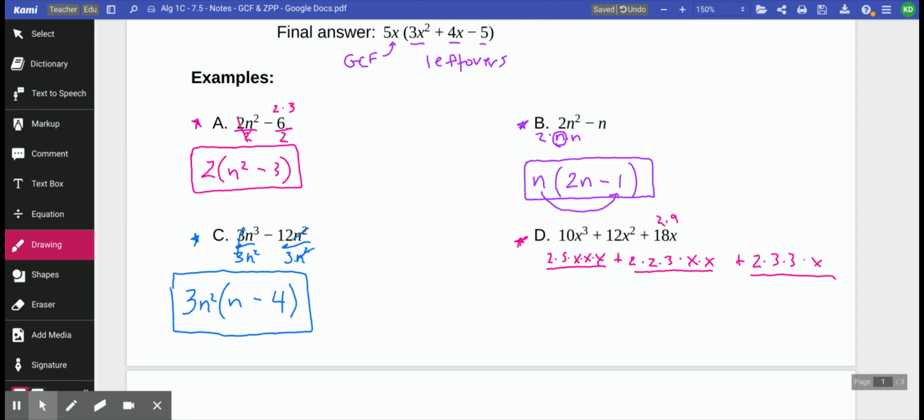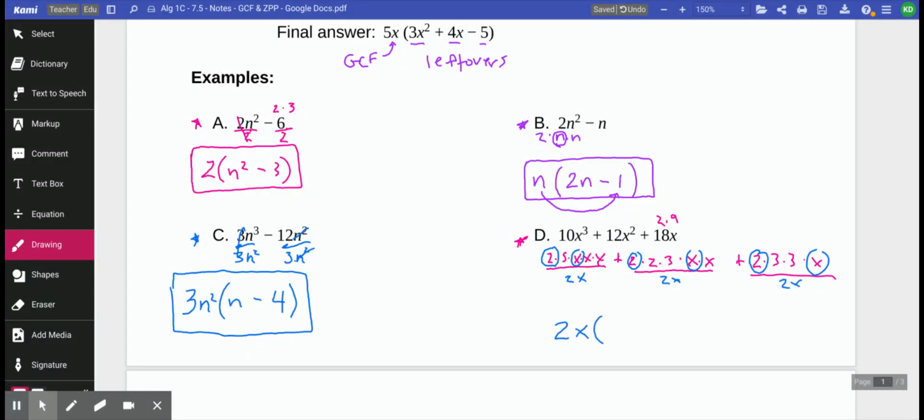And this might be where you want to just pause and look at what they all have in common. You might also notice, hey, they're all even numbers, therefore they must have a 2 in common. So we know that they have a 2 in common. We can also look at our variables, x to the third, x squared, and x. That means they have 1 x in common. So each of these has a 2x, right? So we can think of dividing each of these by 2x. That's going to be our GCF.